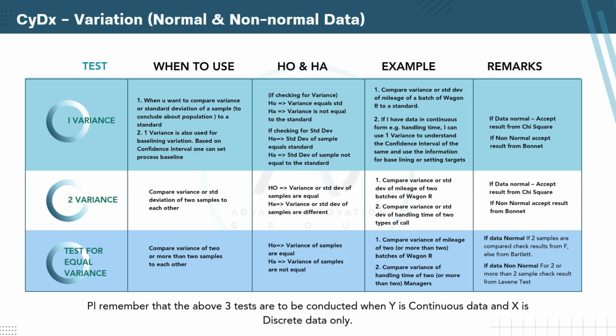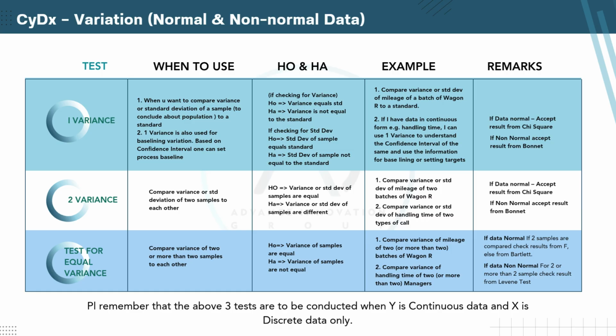Third, test for equal variance. When to use: to compare variance across two or more samples. Hypotheses. H0: all variances are equal. Ha: at least one variance is different. Example: comparing variance of mileage across more than two batches of Wagon R, or comparing handling time variation among multiple managers. Remarks: if normal data and two samples, use F-test, otherwise use Bartlett. If non-normal or more than two samples, use Levene's test.